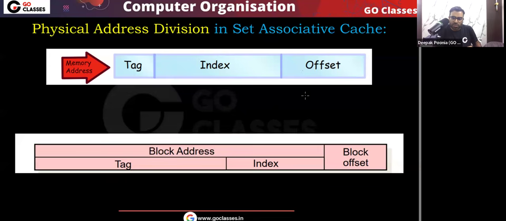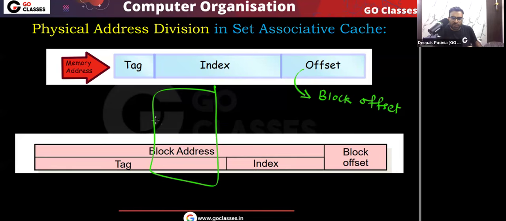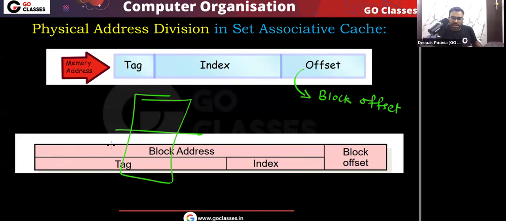Here, this offset is basically your byte offset, or you can say your block offset. What is block offset? Block offset means within a block, if I want to refer to a byte, how many bits I need. So within a block, how many bits I need to address a byte, that is called block offset.